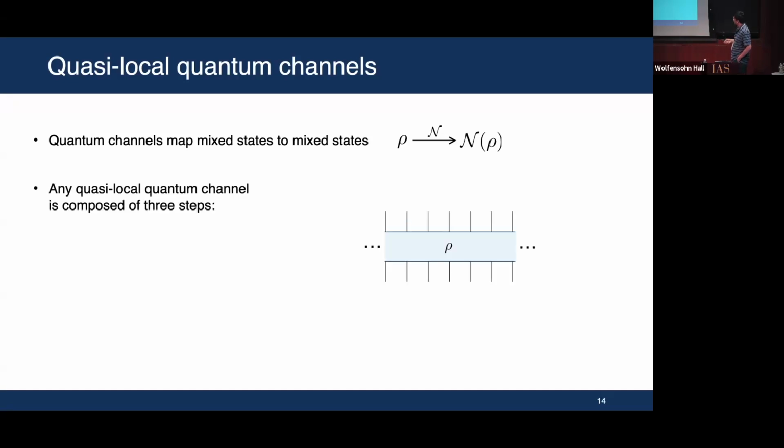To make it a little more clear, let's consider a class of quantum channels where we are talking about many-body systems. So it's not just a quantum mechanical problem. We also want to keep track of locality in the problem. So I'll focus on this class of quantum channel that's called a quasi-local quantum channel. And we can think of any quasi-local channel as composed of 3 steps.